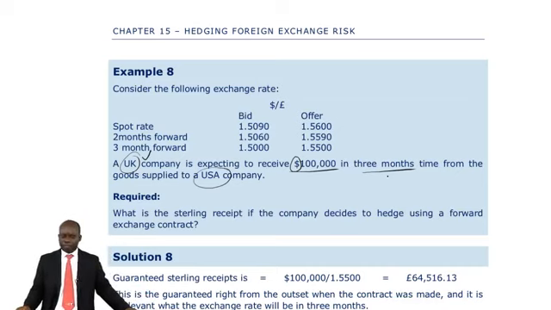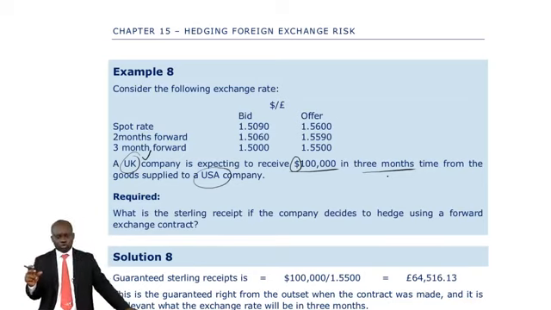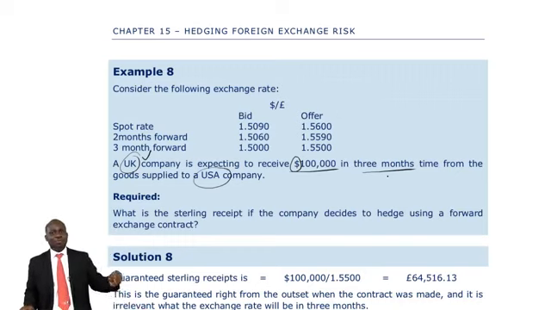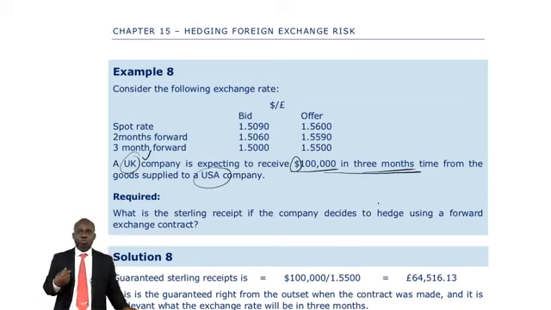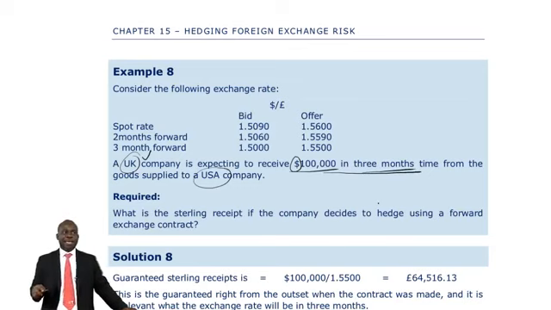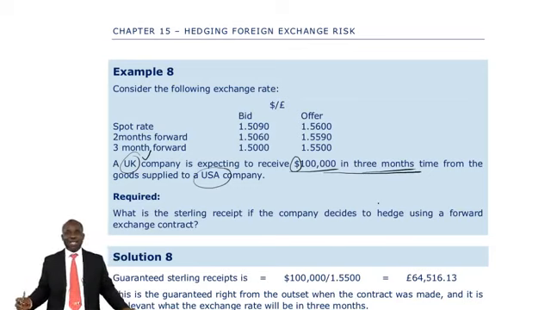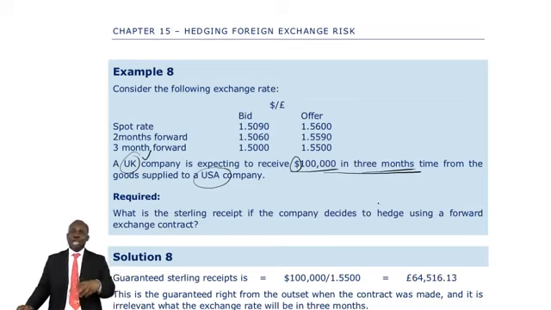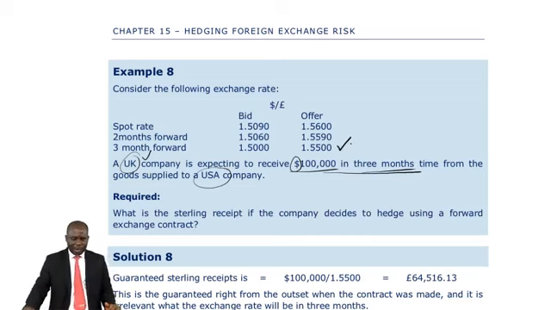One way I can protect this is that I can enter into a forward contract. Which forward contract should I enter? They've given me 2 months. They've given me 3 months. The one I would have to enter should be the one that is consistent with my requirement. My requirement is the money will be received in 3 months' time. So I have to enter into the 3-month forward contract and fix the rate now that we are going to use in 3 months' time to exchange the dollars into pounds. So I will enter into the 3-month forward contract.